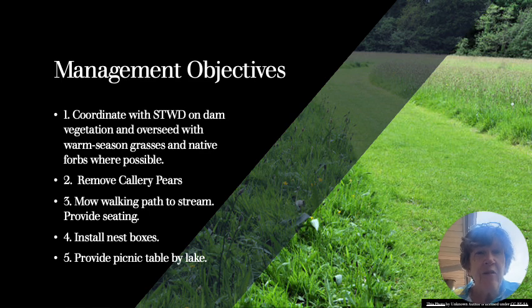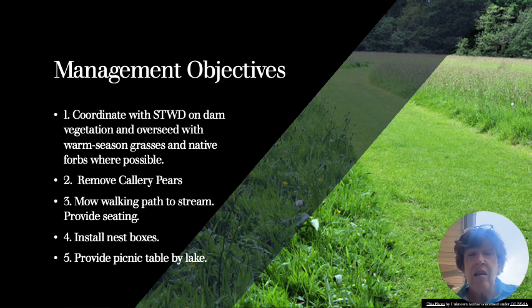I would like to propose 5 objectives for managing this grassland. Number 1, coordinate with the South Tiger Water District on dam and spillway vegetation and see if we can overseed it with warm season grasses and native forbs where possible. Number 2, remove the Callery pears in the Mush Creek corridor and by the lake.